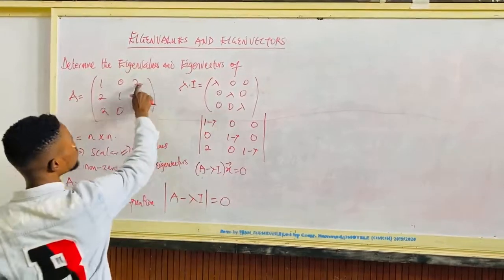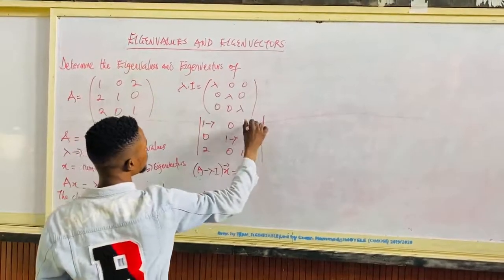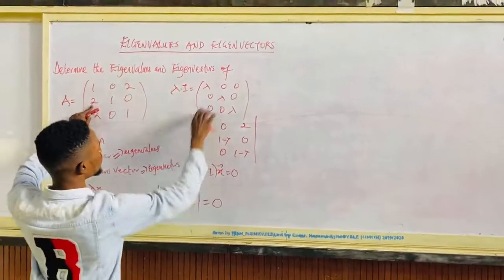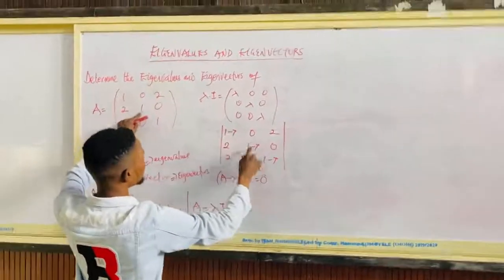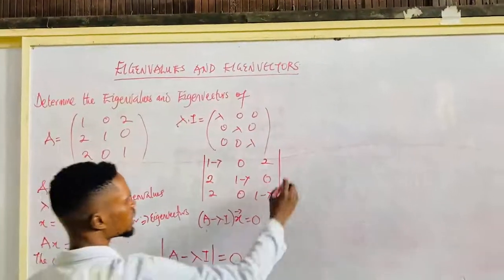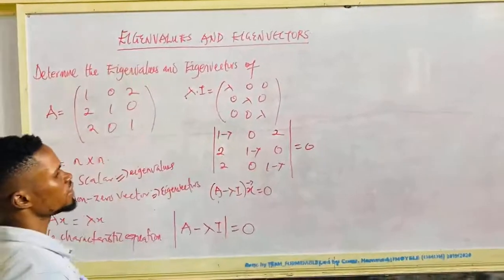So that's this 2 minus 0, this 2. So that's 1 minus lambda, 0, 2. 2 minus 0, that's 2. Then 1 minus lambda, 0, 2, 0, 1 minus lambda. So we take it as 0 to get our eigenvalues.